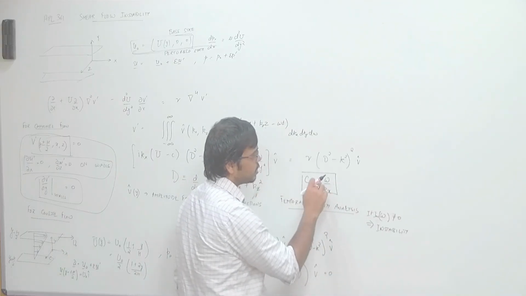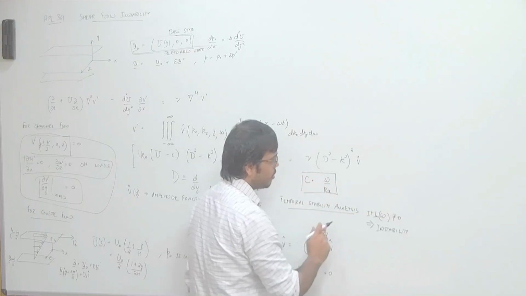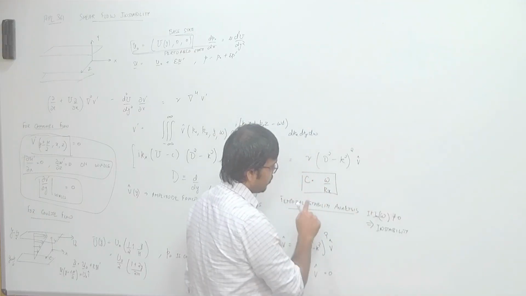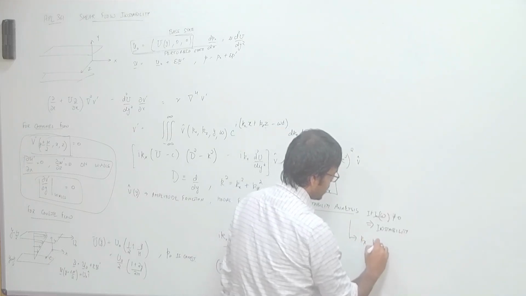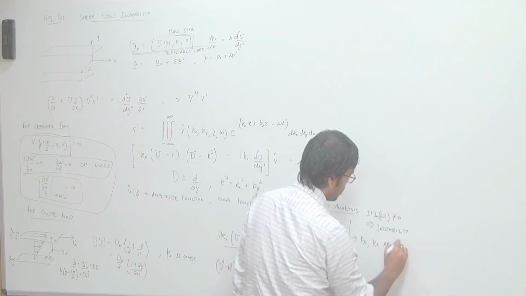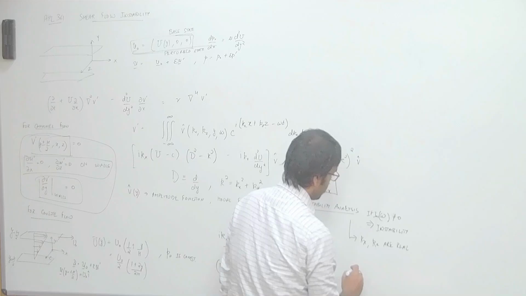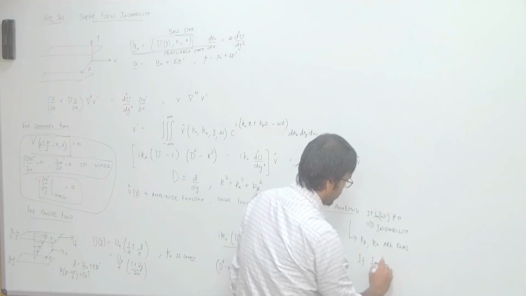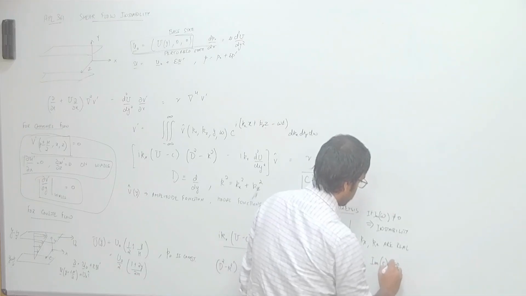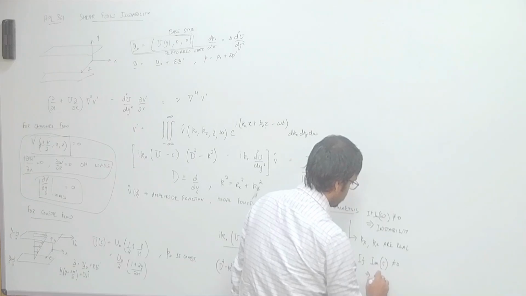So, since C is defined as omega over kx, and again for temporal stability analysis kx and kz are real, so you can say the same thing about the wave speed. So, if imaginary of wave speed is not 0, then you have instability.